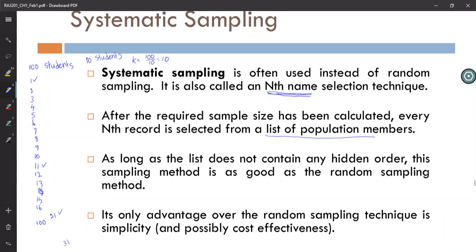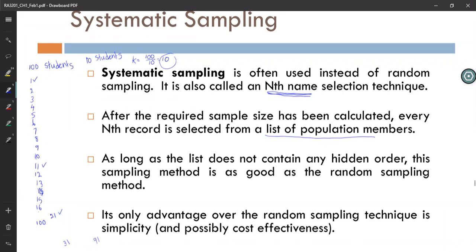So likewise, if you do that, when it comes to the 91st student, you have all 10 students. Is that clear? You pick the first one, then your k is 10. So you give a gap of 10, then you pick the 11th one. Then another 10, so that will be the 21st. Is that clear? So your gap is 10, and that will cover the whole population.